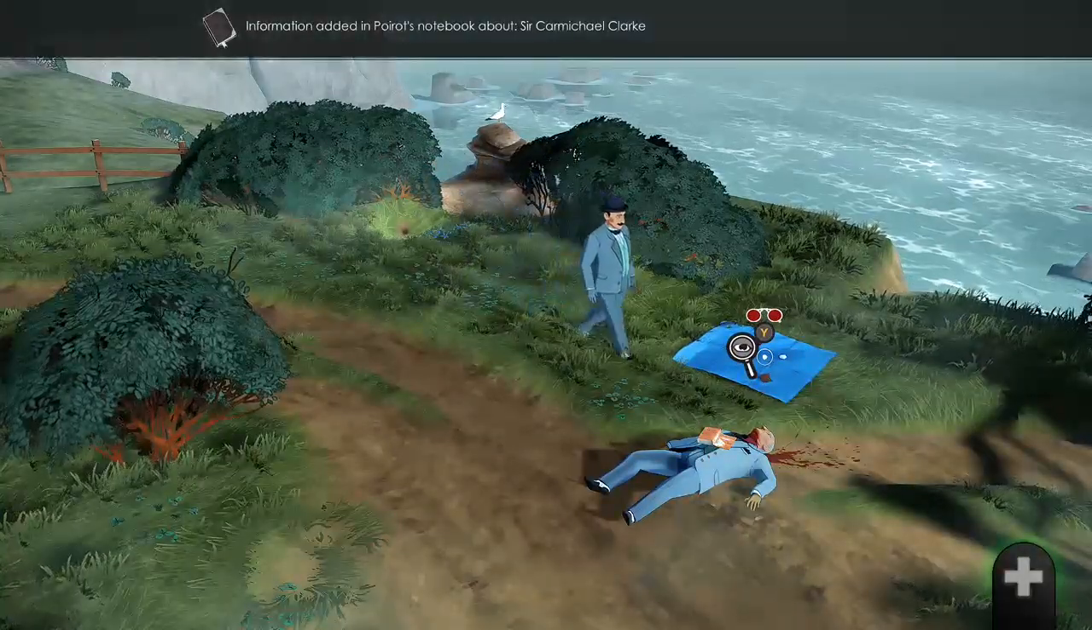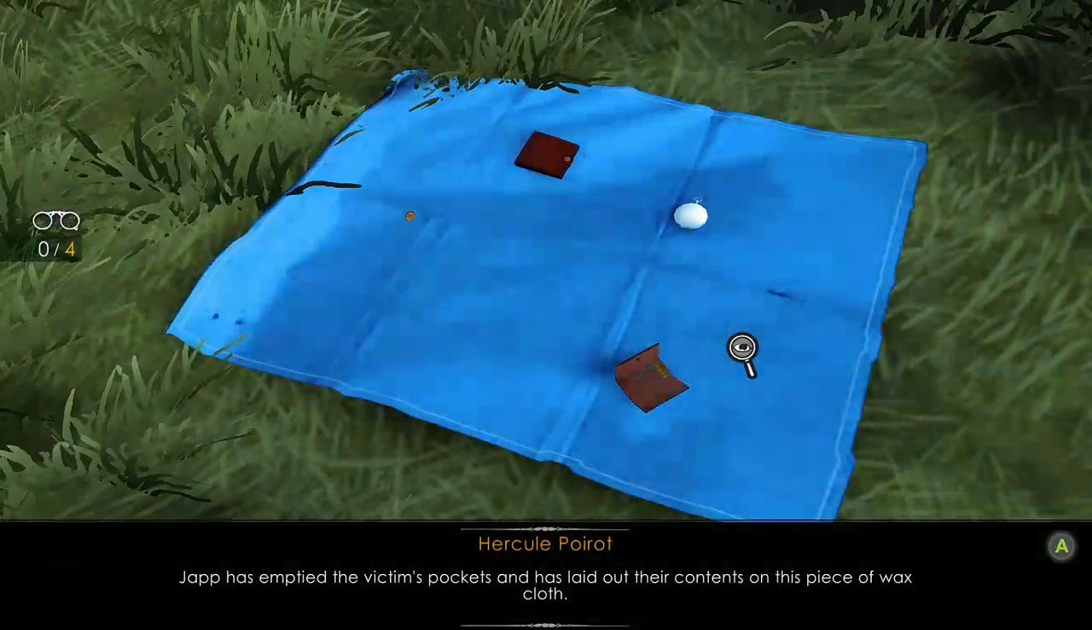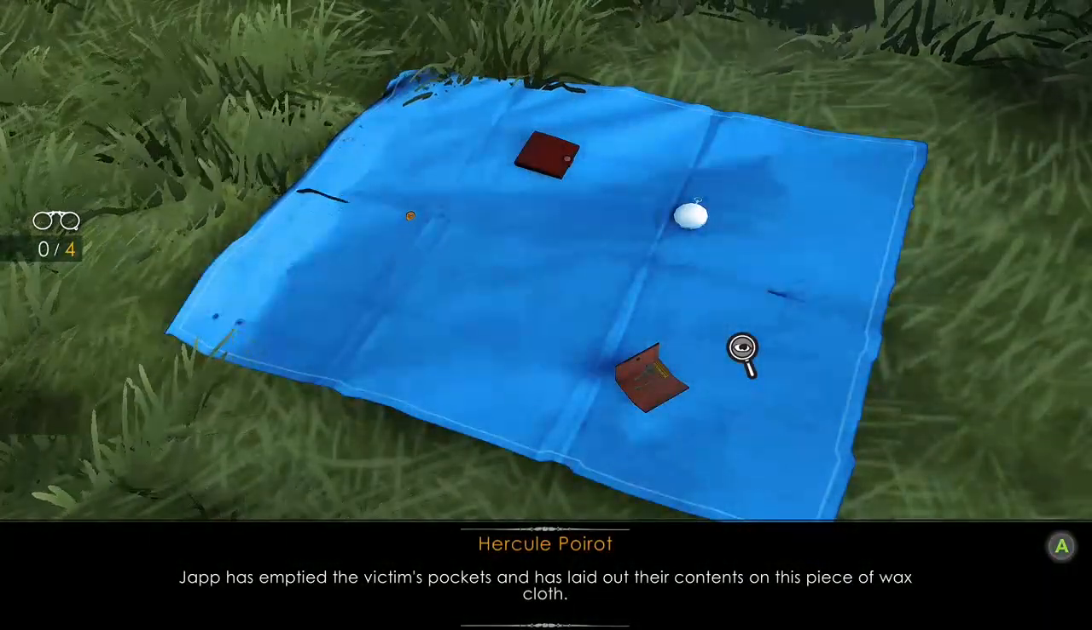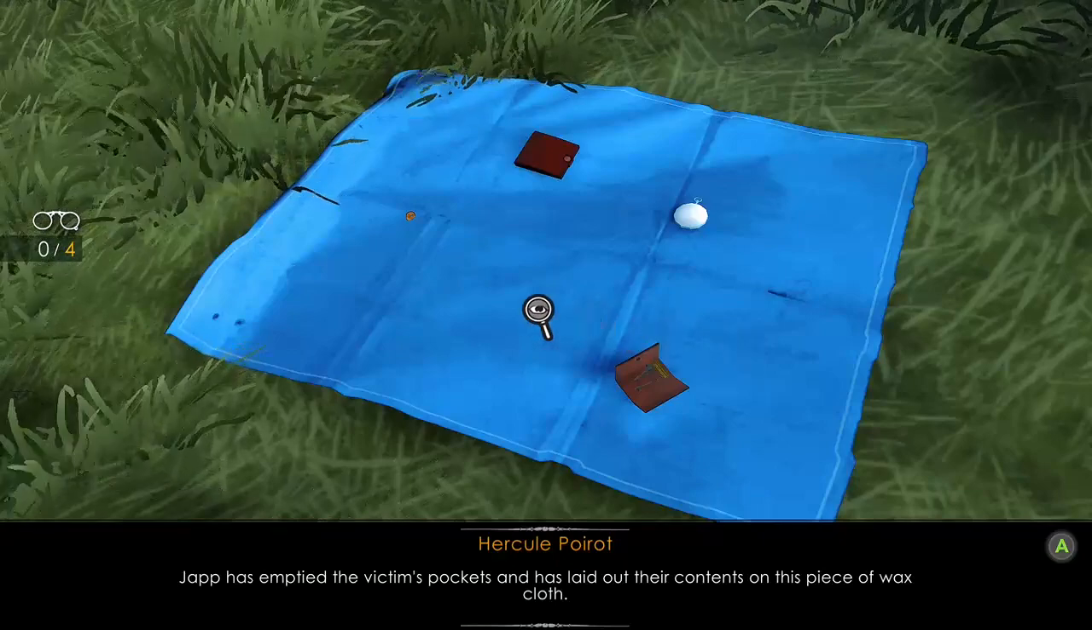Right, let's have a little peepers at this. Jap has emptied the victim's pockets and has laid out their contents on this piece of wax cloth.